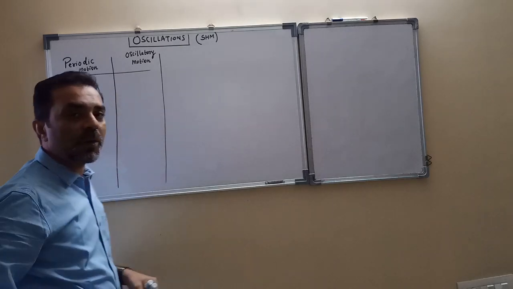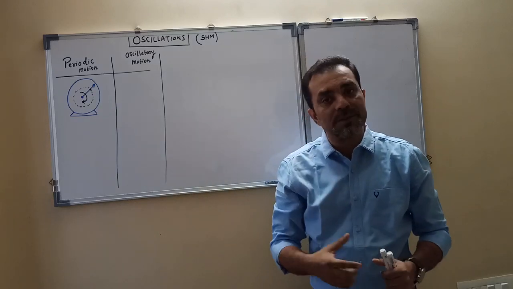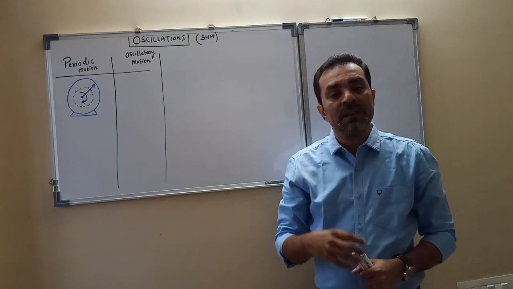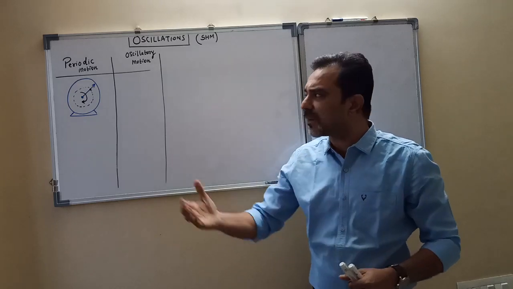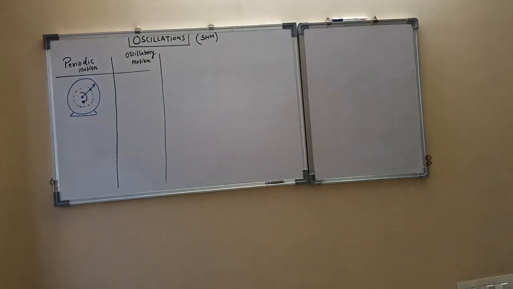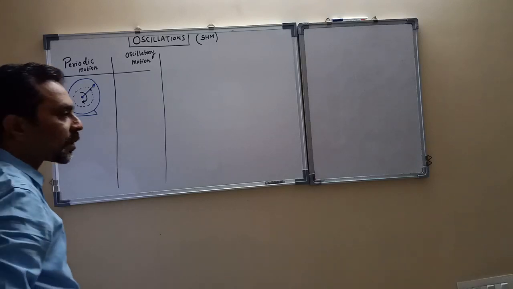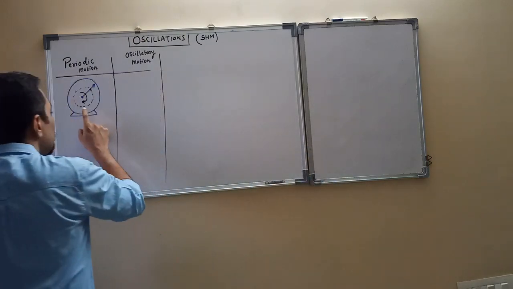It is performing UCM, uniform circular motion. Speed is constant, that's why it is periodic. This is an example of periodic motion. I can give you a number of examples. We are starting with this first. So what is periodic motion? The motion which repeats itself after some regular interval of time is called periodic motion. This is an example of periodic motion.